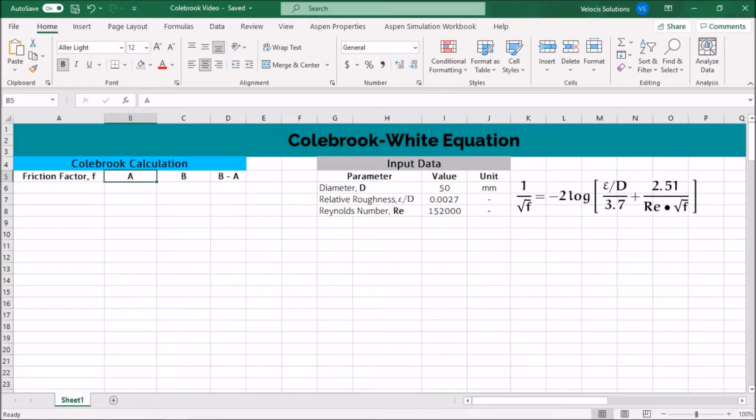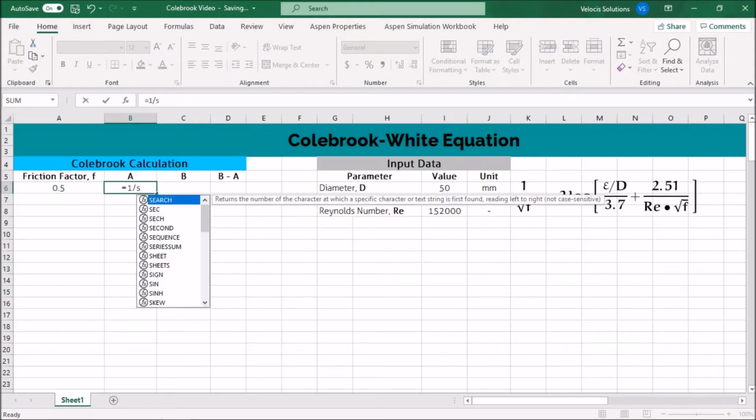To predict the friction factor, it would be better to divide the equation into two parts. We can call the left-hand side of the equation A and the right-hand side of the equation B. And then we will also need another cell for the difference between the left and right-hand side of the equation, which is quite reasonable because if the value of f is found correctly, the left and right-hand side of the equation must be equal.